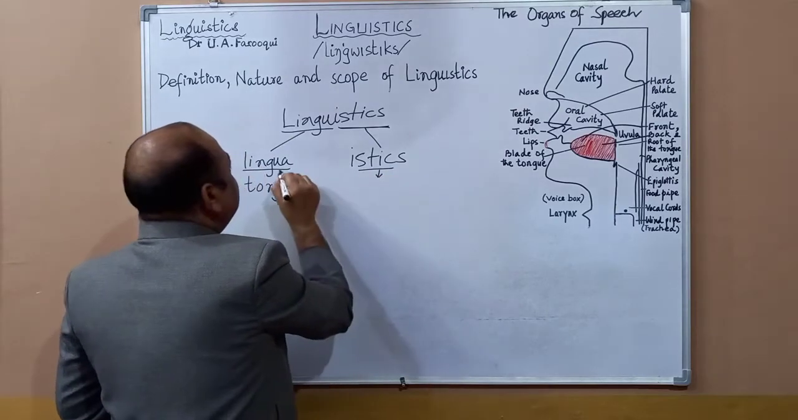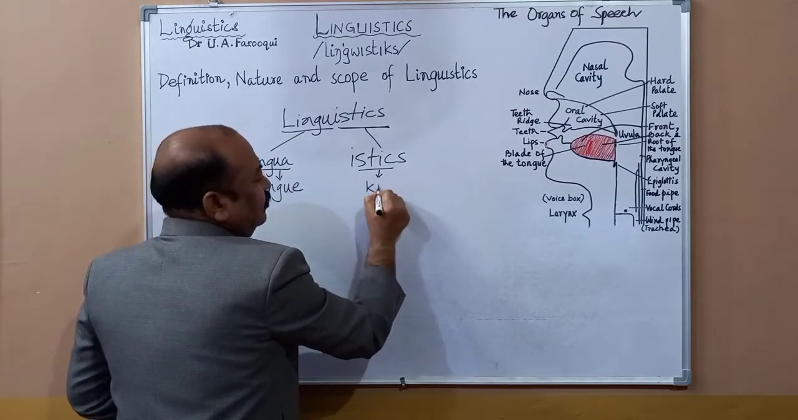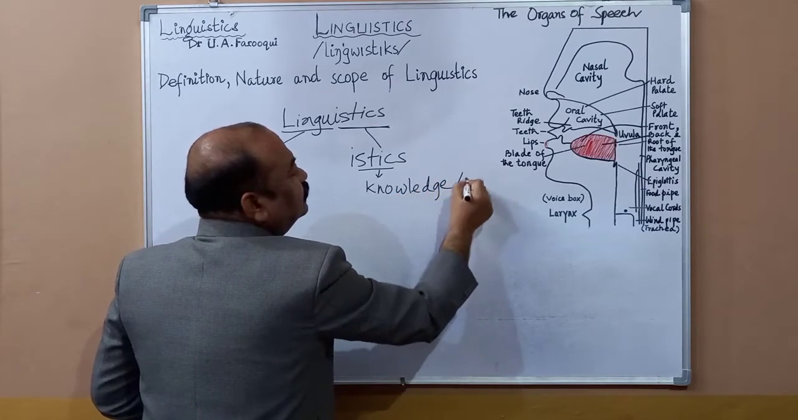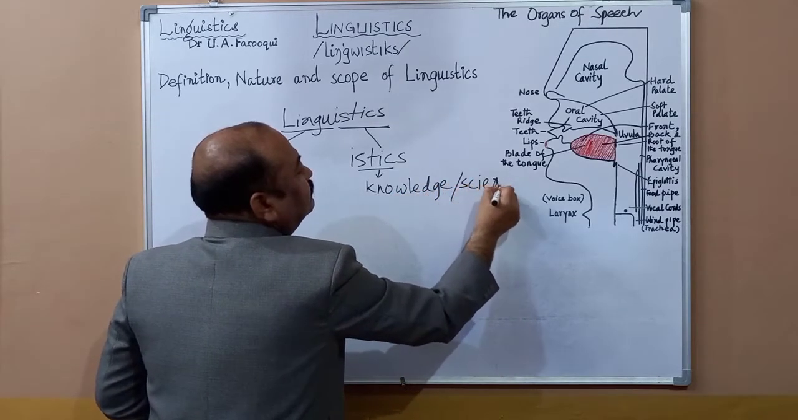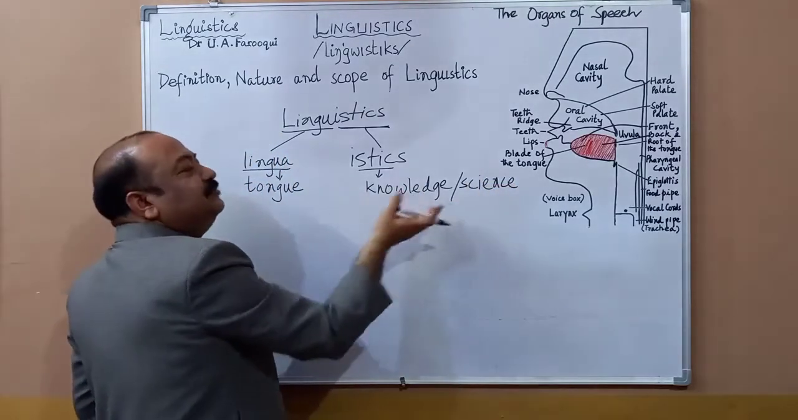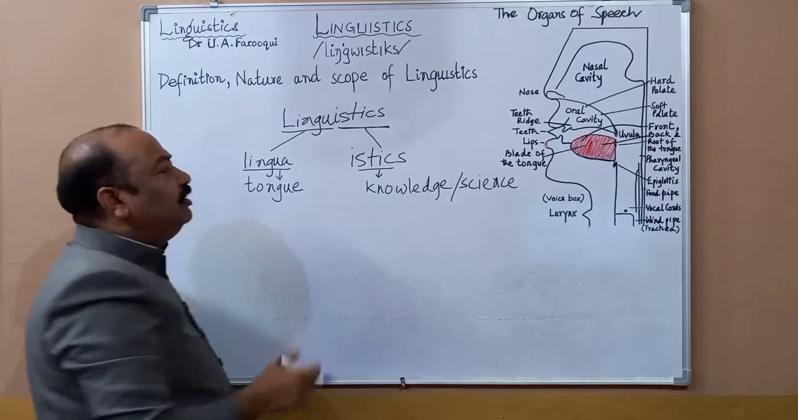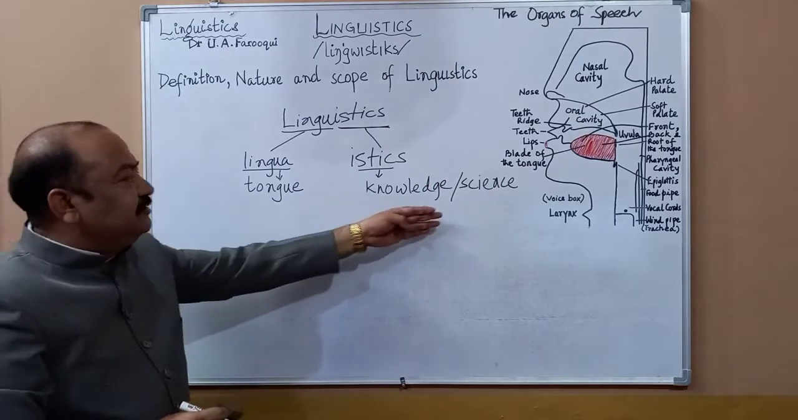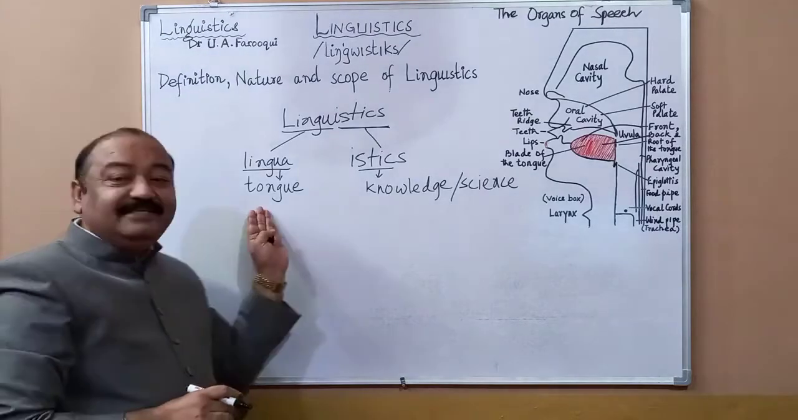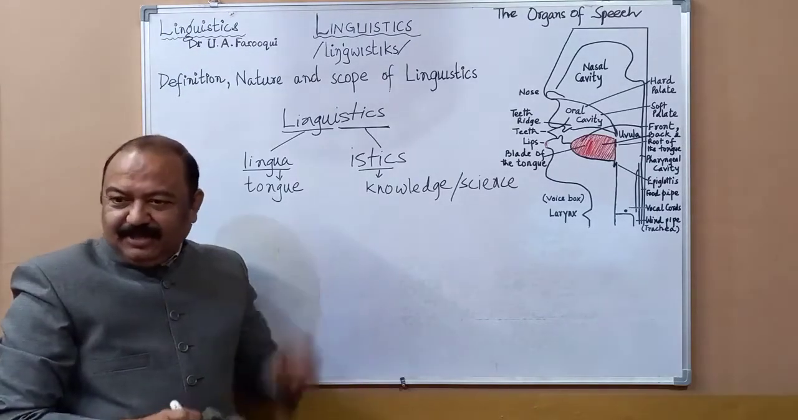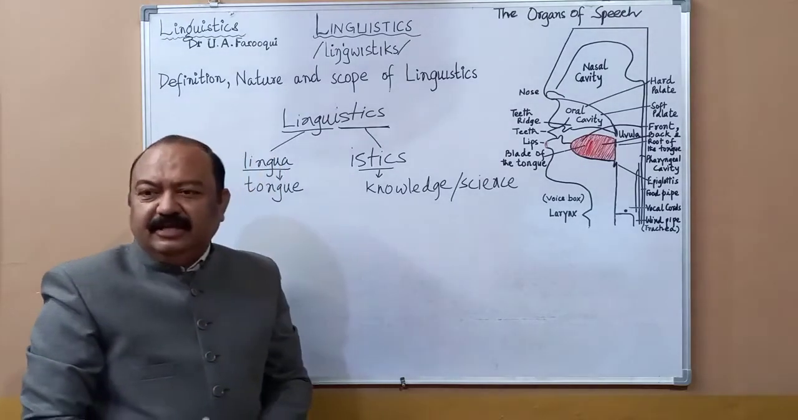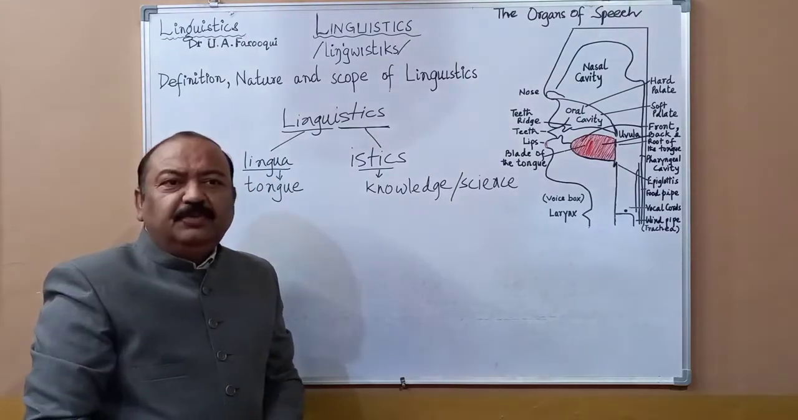What does it mean? It means knowledge, or you may say science. Earlier, they were considered to be synonyms. So ics means science and lingua means tongue. But tongue here doesn't have anything to do with taste. It has to do with language, like lingua franca. I hope you know the word lingua franca.